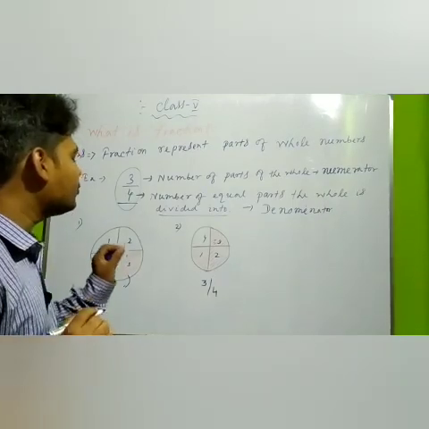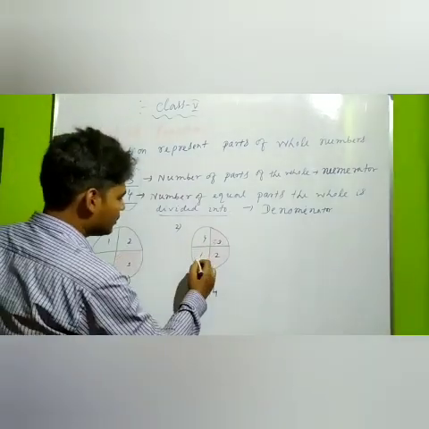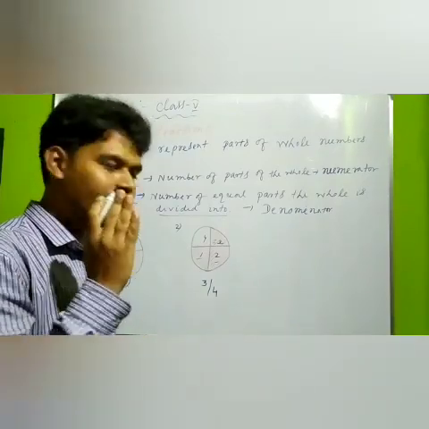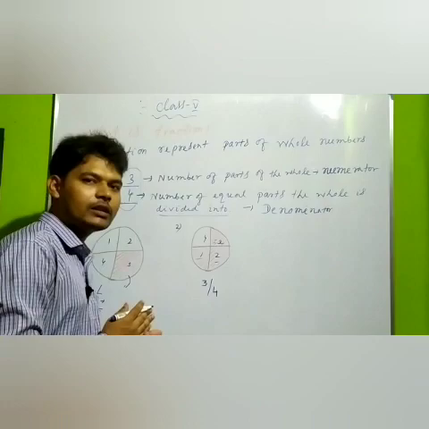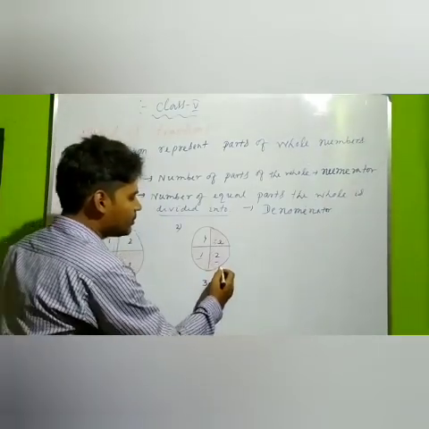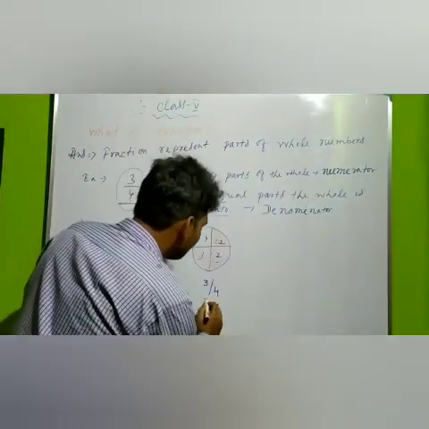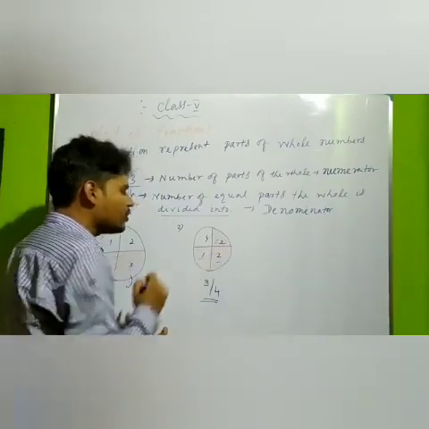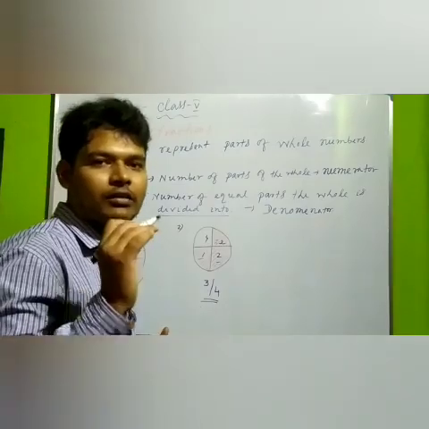Now if you take 3 equal parts, you have already divided this cake into 4 equal parts and out of these 4 parts you have taken 3 equal parts, then the parts which you have taken you represent by the fraction 3 by 4, because here you have taken 3 equal parts, so it is represented by 3 by 4.